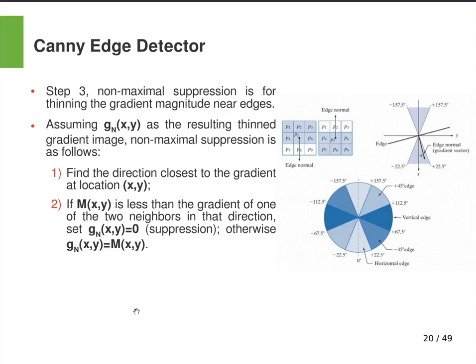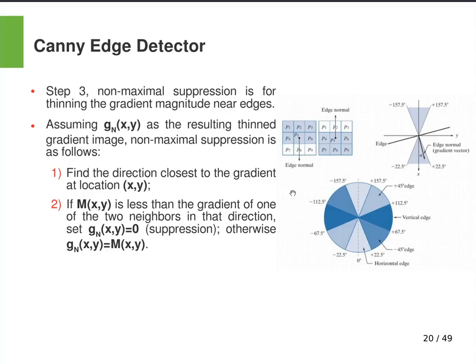So for any location, we find the direction of the gradient at that location, and depending on the location, we end up with two neighboring pixels. So let's just say we are working with pixel P5, and we find the gradient direction to be in this direction, diagonal. So in this case, P3 and P7 are going to be the two neighbors of P5.